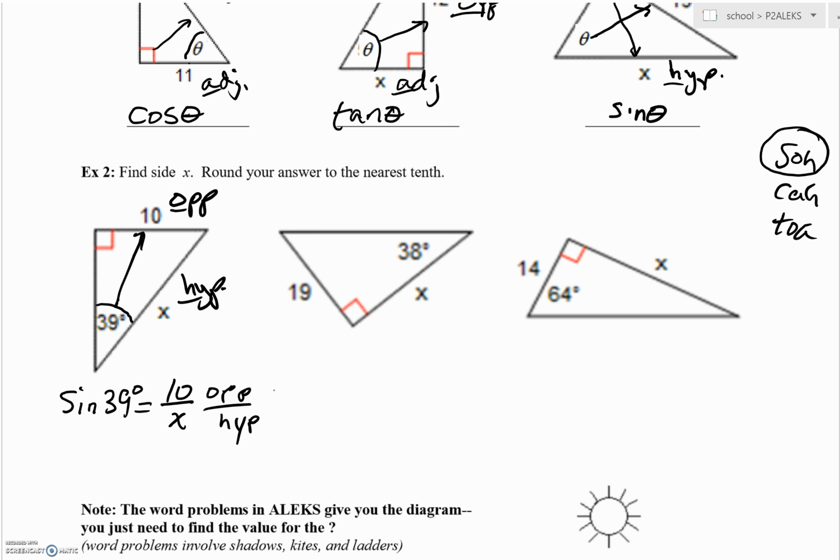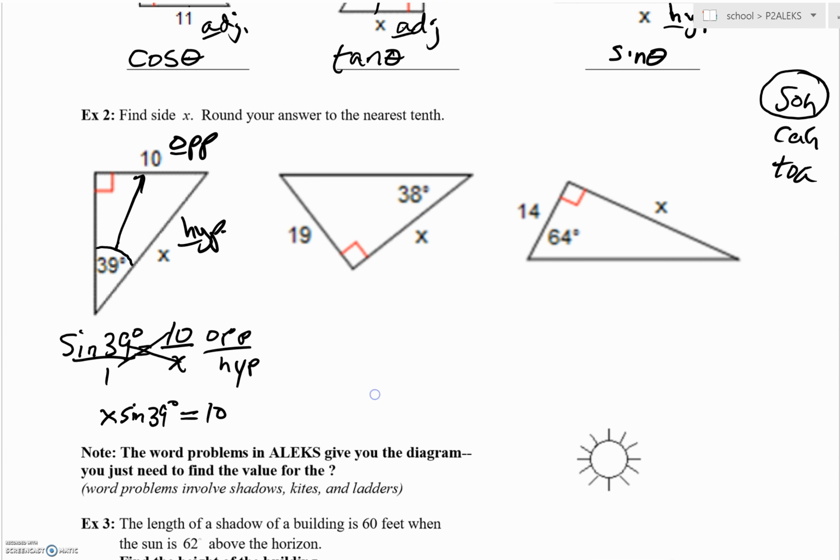Okay, here's what you need to know about SOHCAHTOA, guys. Once you write it out, cross multiply. Cross multiply. This is like the sine of 39 all over 1. And I'm going to cross multiply. I'll have x sine of 39 is equal to 10 times 1. And 10 times 1 is just a 10. And we need to find x to the nearest tenth, to 1 decimal place.